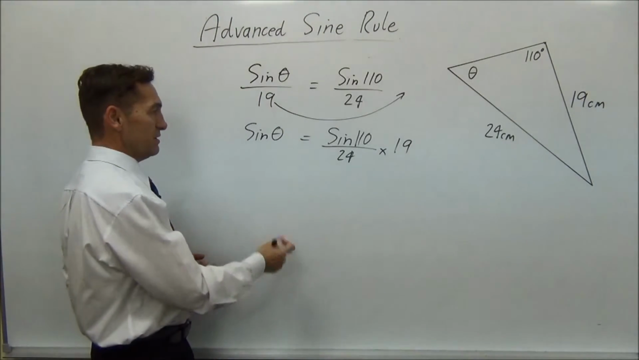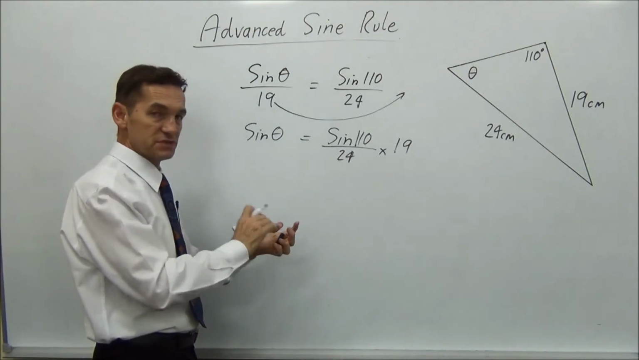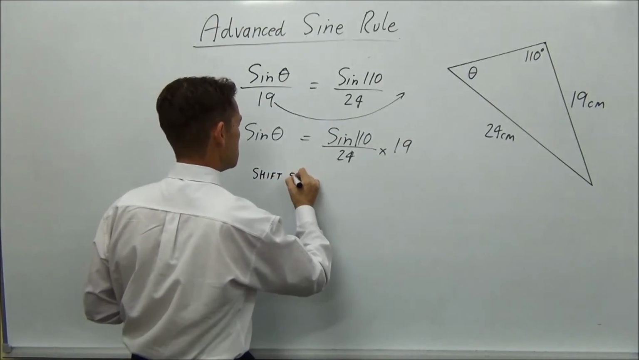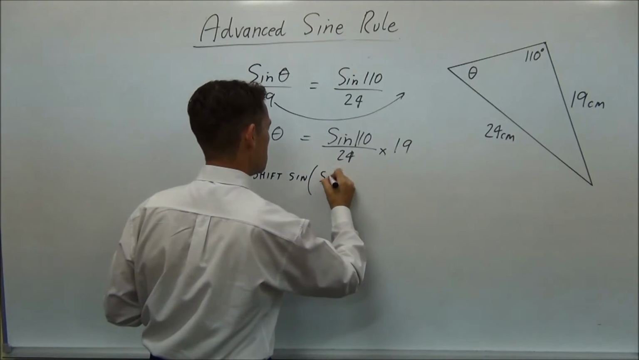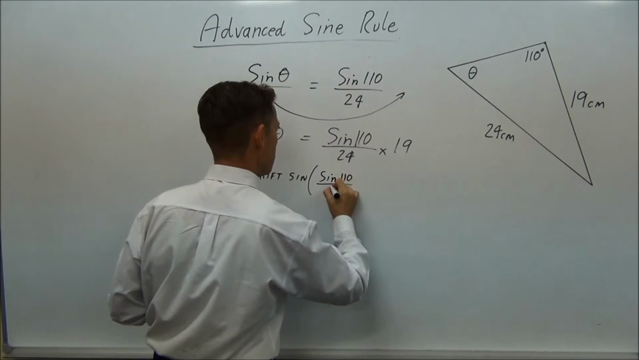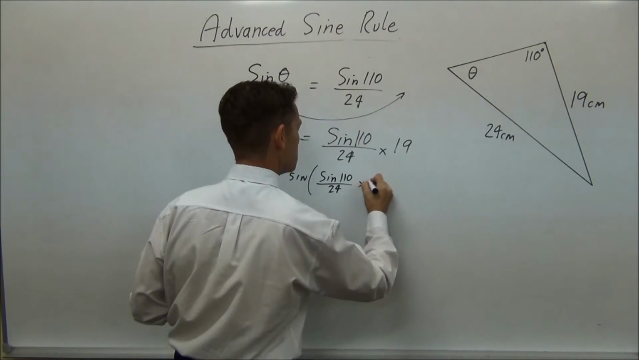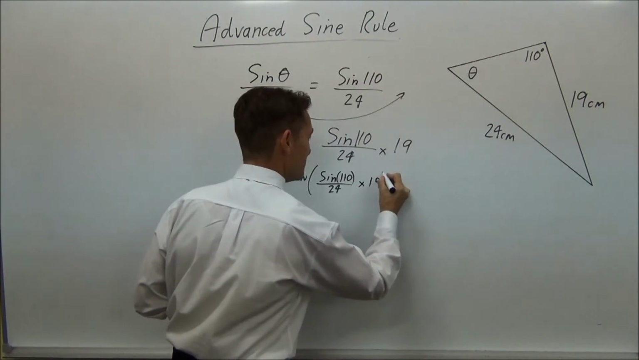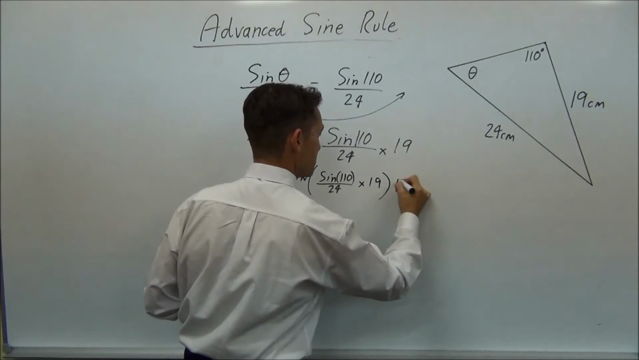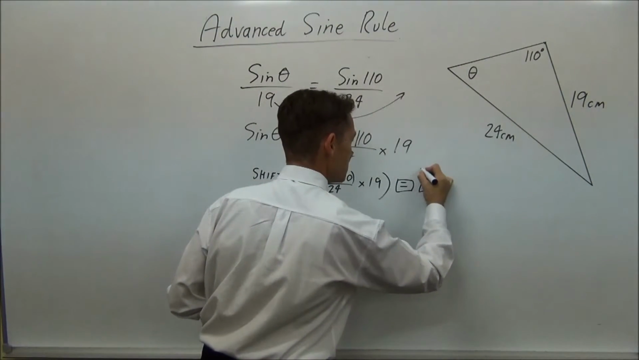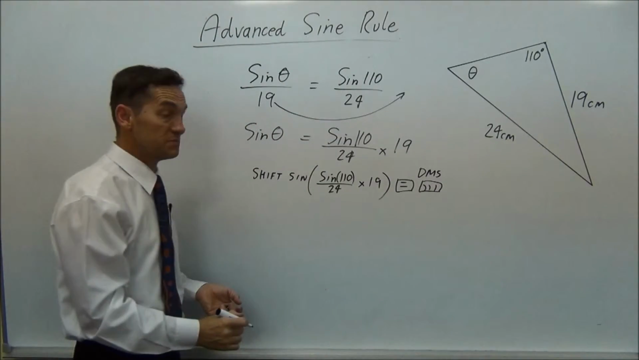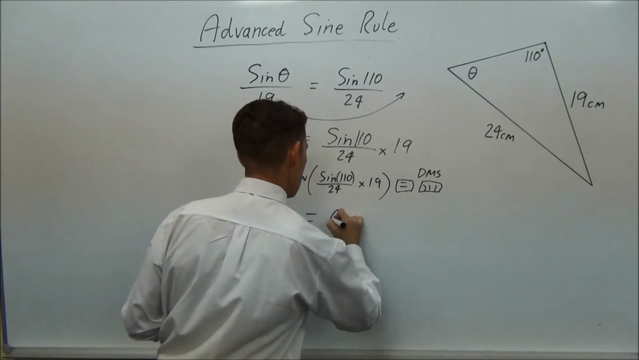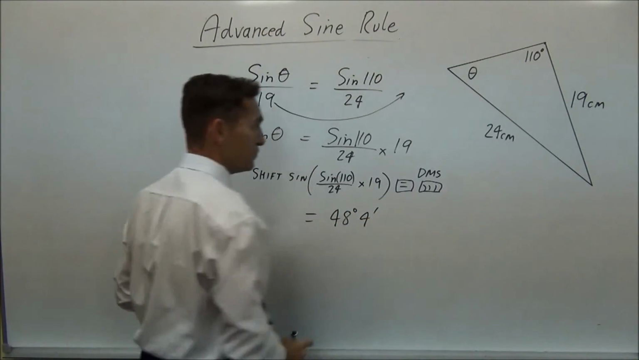How do we figure it out on a calculator? Again, we're going to press shift sine of all of this stuff. So sine 110 over 24 multiplied by 19. Make sure you put your brackets in there, because calculators often absorb this bit into your equation. Press the equals button and then press your DMS, your degrees, minutes and seconds button, and that should give you an answer. In this case, we got 48 degrees and 4 minutes.